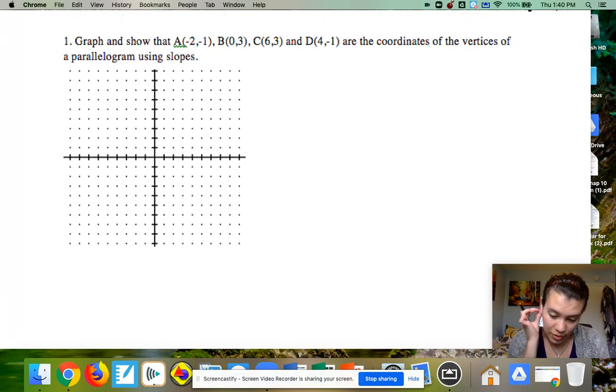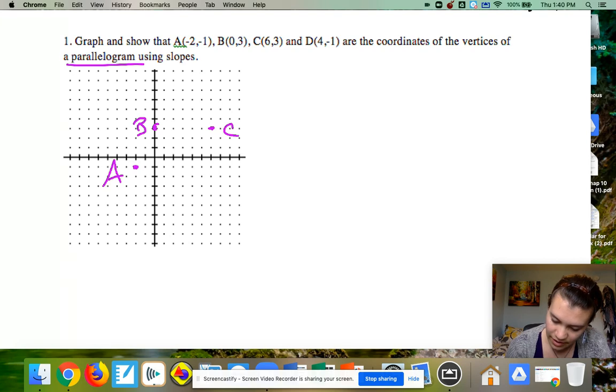Okay, so we want to graph these points and decide if it's a parallelogram using slope. So always graph them first. You have -2, -1 is A, 0, 3 is B, 6, 3 is C, and 4, -1 is D. So this is what you get.